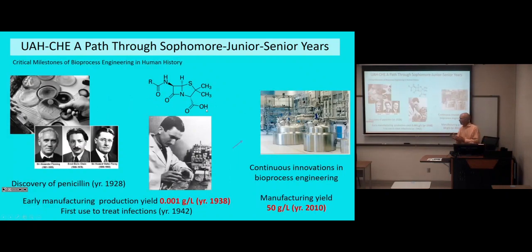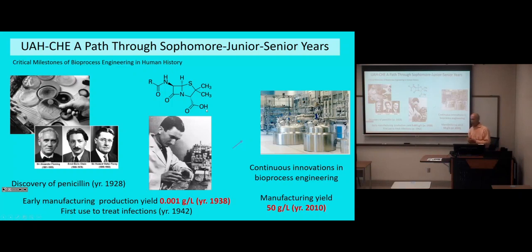Okay? For those of you in bioprocess engineering, the example that we can pull out is penicillin. Penicillin is produced by a certain bacteria. It was discovered that it helps to kill other harmful bacteria. That was in 1928.